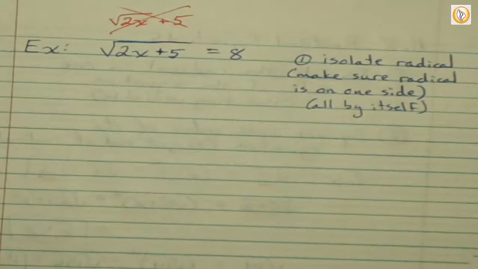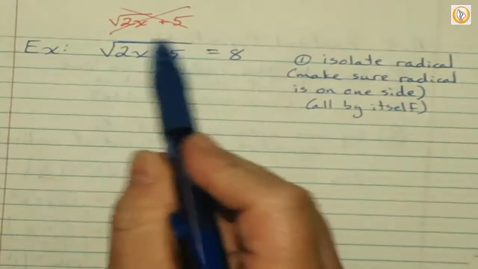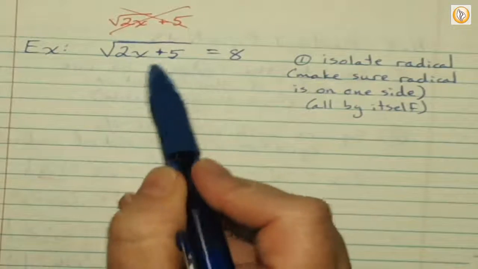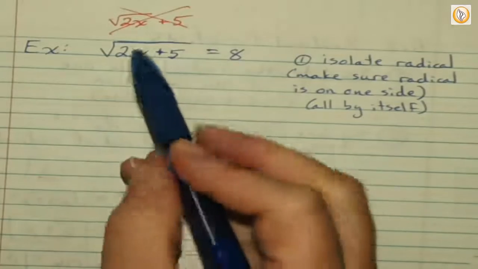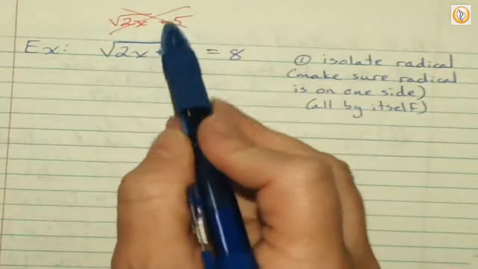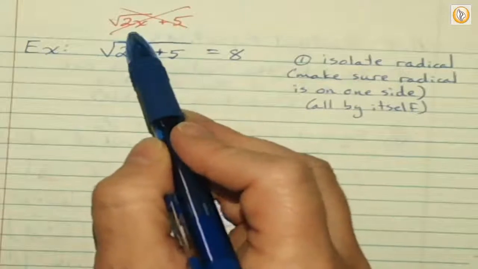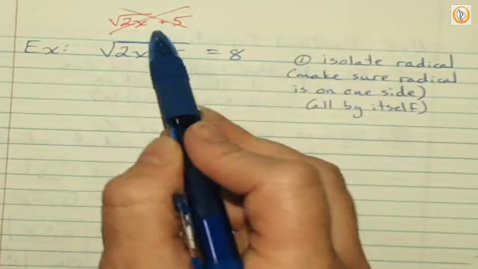So, once you have this written down, is the radical all by itself on this side of the equal sign? Yes, it is. There's no other number. I see this one right here I did as an example. There's that 5 there.